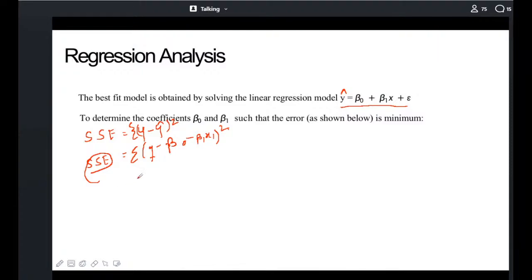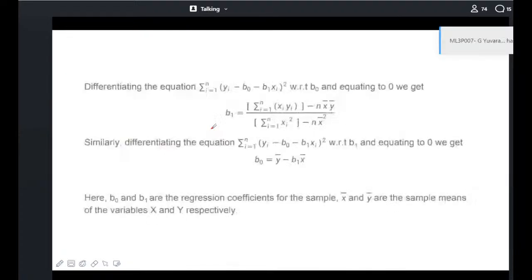So in order to get beta naught and beta 1, first I will differentiate with respect to beta naught and equate it to 0, and then I will differentiate with respect to beta 1 and equate it to 0. On the basis of that, you get this value. You equate the derivative of the sum of squared error with respect to beta naught to 0, then you get this value. Then differentiating with respect to beta 1 and equating it to 0, we get this particular value. So this is how you get beta naught and beta 1.